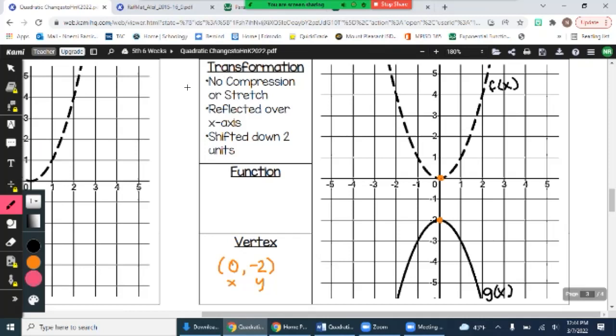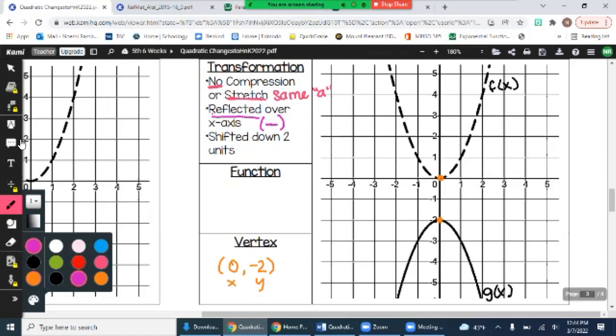So, did it get skinnier? Did it get fatter? Sometimes it's hard to tell if you actually have the physical graph, but here in the word part, it says that there was no stretch. So did we change the number for A? No, so we still have the same number for A. Same A. The number did not change, but it did flip. So what part of A did change? Correct. We put a negative in front of the A. Even though the number of A didn't change, even though that 1 is still a 1, we did insert a negative in front of it. Okay.